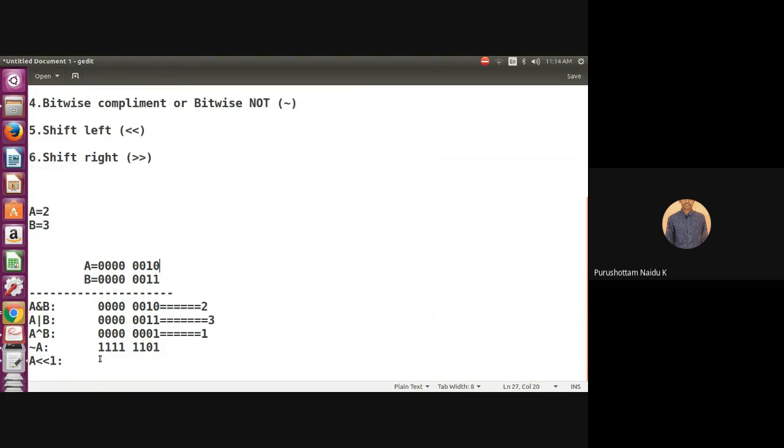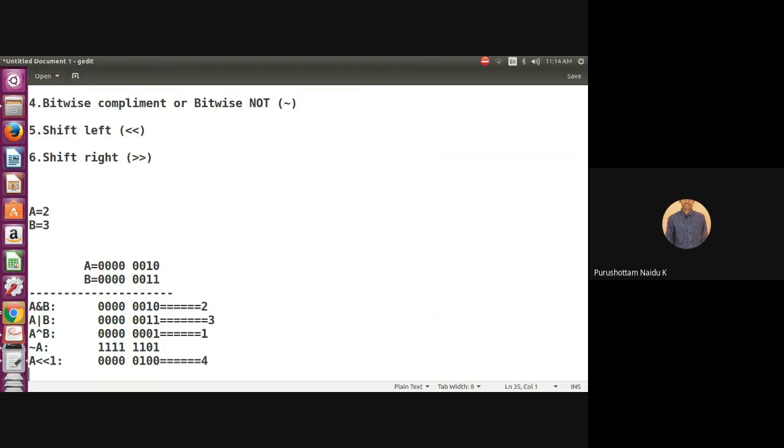Then what we are getting is 0 0 0 0. This 0 is discarded, then we get the 4 zeros, and we're getting 0 1 0 0. This is equal to how much? Equals 4. 100 means 4.